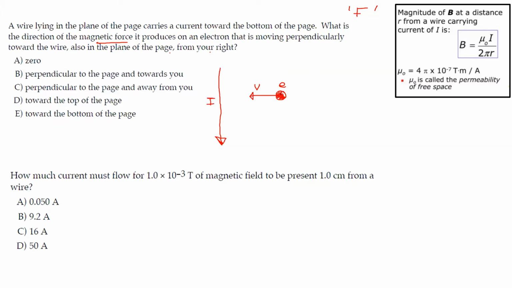Okay, so to find the force on the electron, we need to find the magnetic field at this location, right? We know this current carrying wire will produce a magnetic field at this location. So first we are going to apply the right hand rule to find the direction of the B field here.